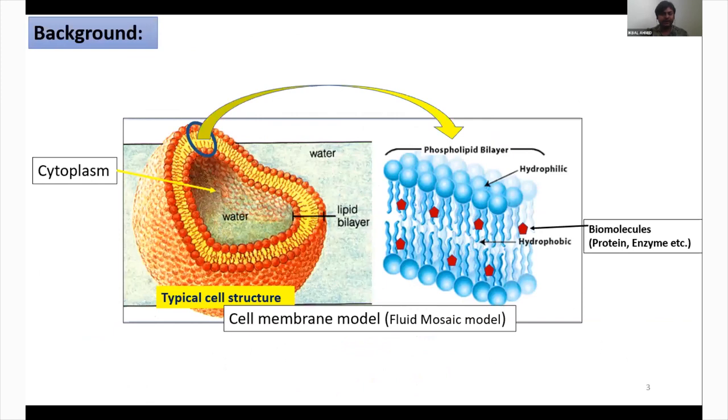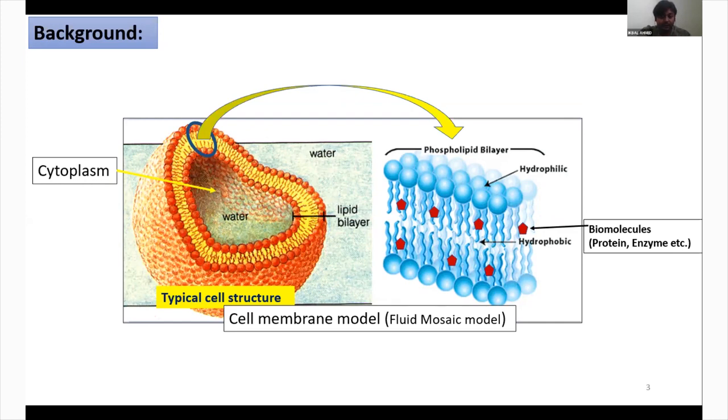So human cell membranes, particularly prokaryotic cell membranes, consist of this plasma membrane. The microscopic view of this you can see on the right side. Basically this is a bilayer of amphiphilic molecules, where you have a hydrophilic head and a hydrophobic tail. And in between them, biomolecules such as proteins, enzymes, and other nutrients basically reside inside the cell.